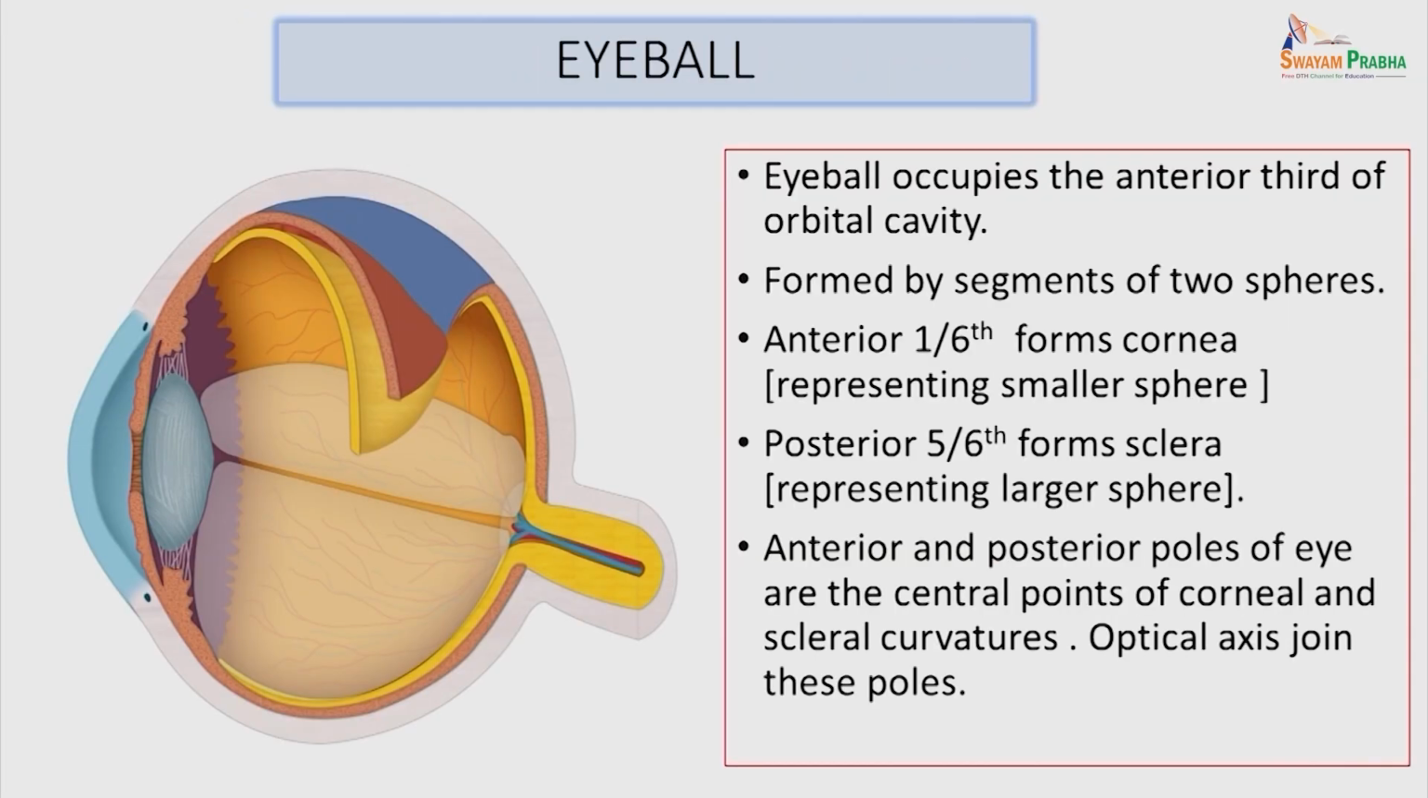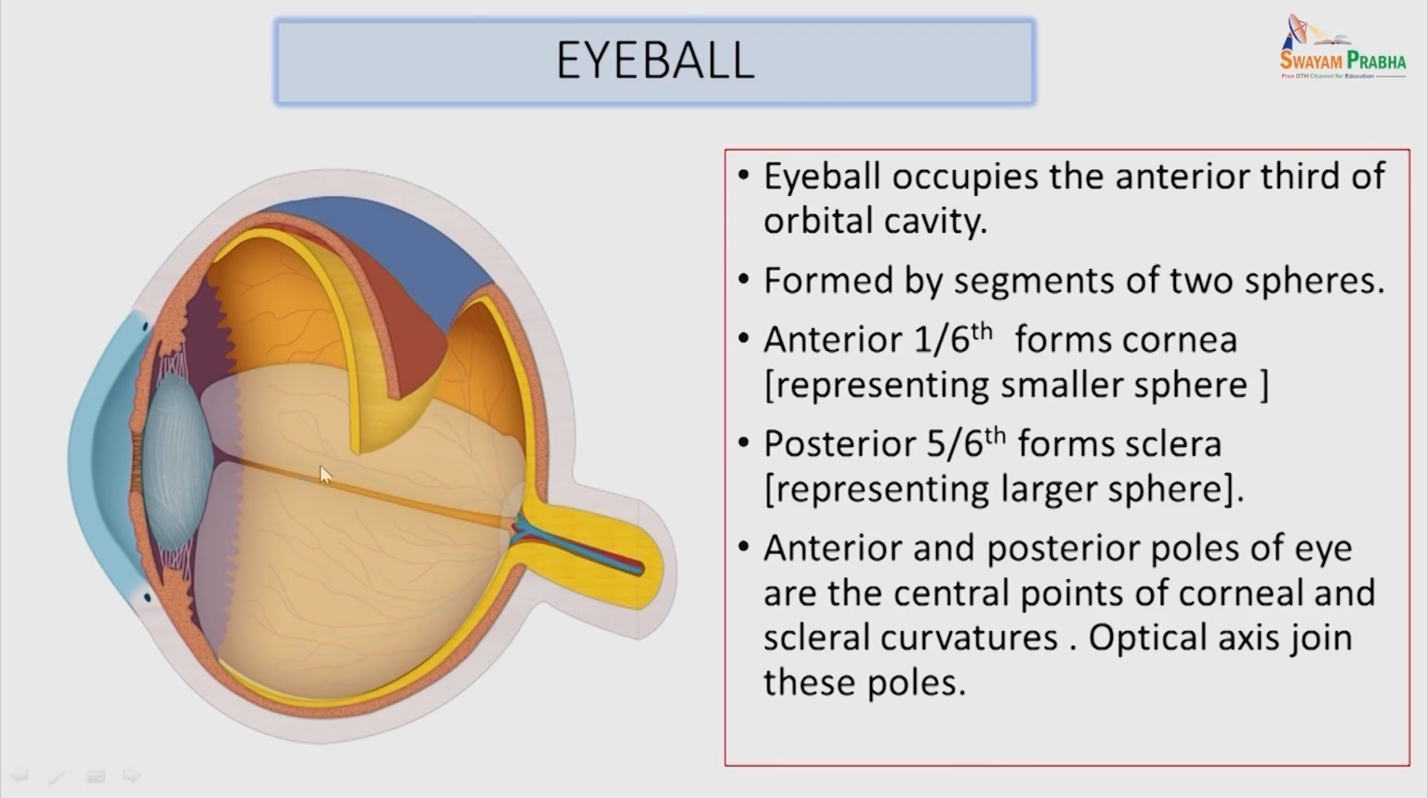Eyeball occupies the anterior third of the orbital cavity, formed by segments of two spheres. Anterior 1/6 forms the cornea, representing a smaller sphere. Posterior 5/6 forms the sclera, representing a larger sphere. Anterior and posterior poles of the eye are the central points of corneal and scleral curvatures. Optical axis joins these poles.